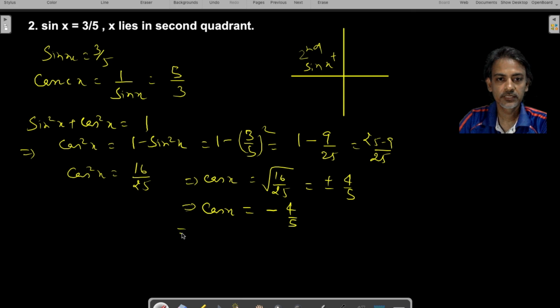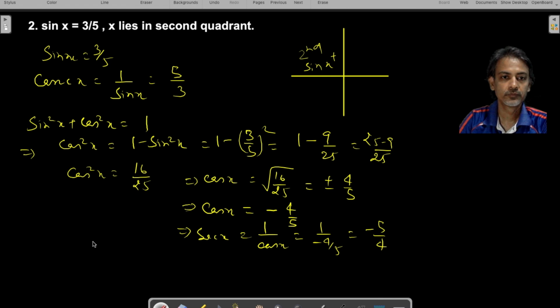So this implies sec x is nothing but 1 upon cos x, which is 1 upon minus 4 by 5, which is nothing but minus 5 by 4. Now coming to the last one, which is tan x. Tan x is what? Sin x upon cos x, right?